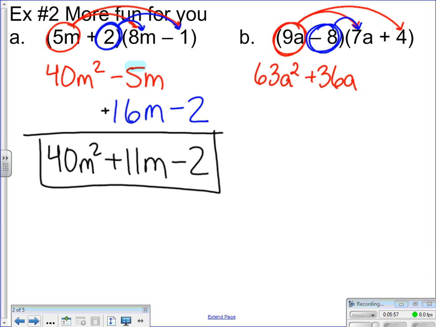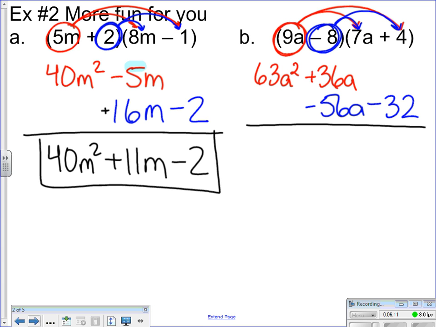Multiply it first by 7a. Negative 56a. Negative 8 times 4, negative 32. Like terms are lined up. Drop the 63a squared, positive 36, and negative 56a.